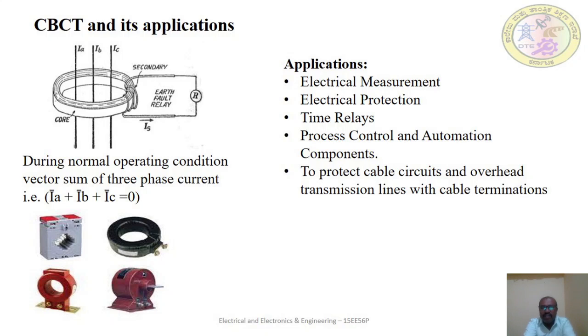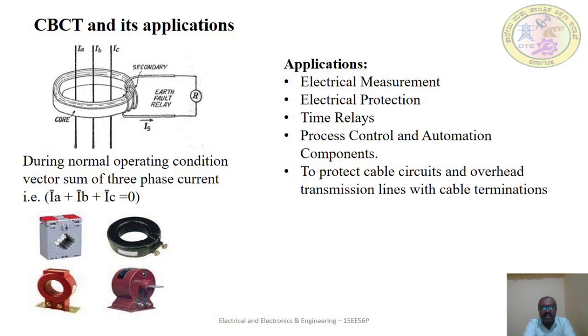Initially, if we leave the leakage current, it will be small. Even though it is small, if you leave it in a system, it leads to severe damage. So the leakage current should be identified and given suitable protection. The secondary of the CBCT is connected to the earth fault relay.